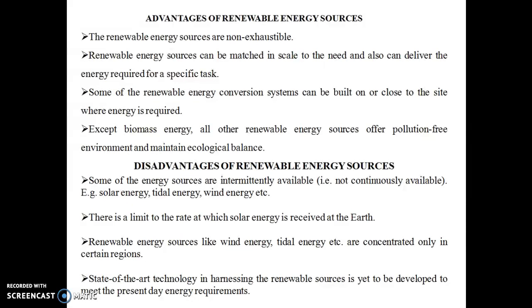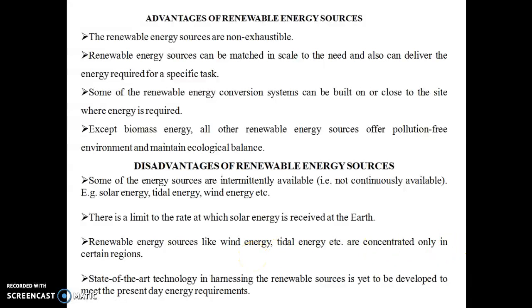While coming to the disadvantages of renewable energy sources, some of the energy sources have very low availability and are only intermittently available. The best examples are solar energy, tidal energy, and wind energy. There is a limit to the rate at which solar energy is received at the earth's surface, and renewable energy sources like wind energy and tidal energy are concentrated only in certain regions.